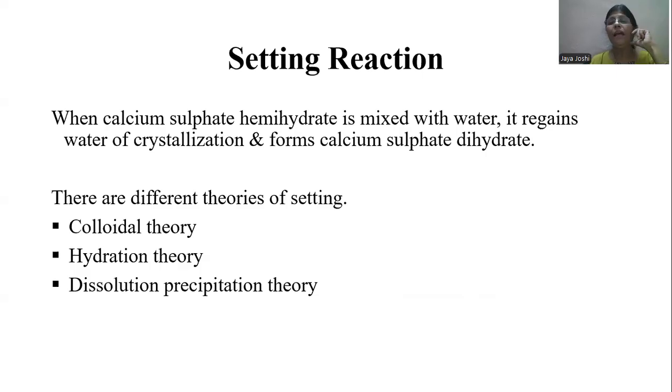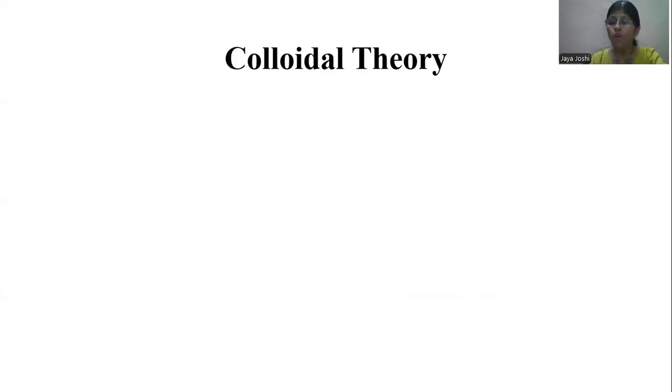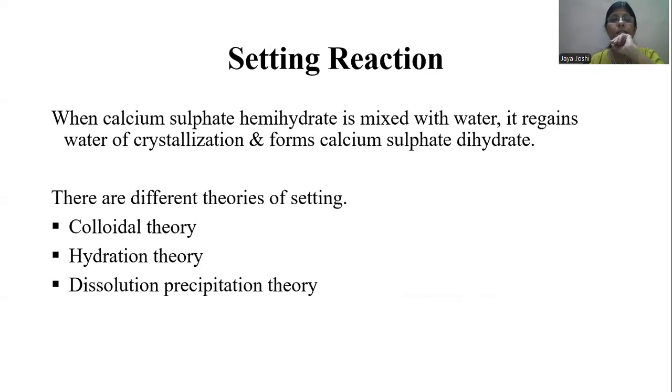Now coming to the setting reaction. The gypsum or dental plaster or dental stone, we can say now, are available in the form of powder. To get the proper consistency for a particular use, we have to mix dental plaster or dental stone with water. So when calcium sulfate hemihydrate is mixed with water, it regains its water of crystallization, which has been lost during the calcination process, and it forms calcium sulfate dihydrate.